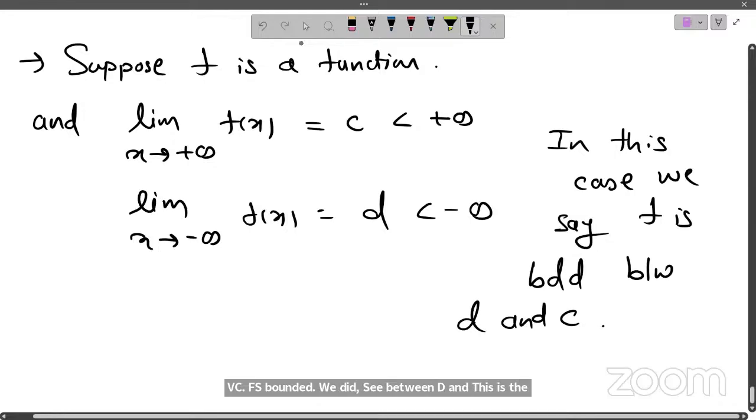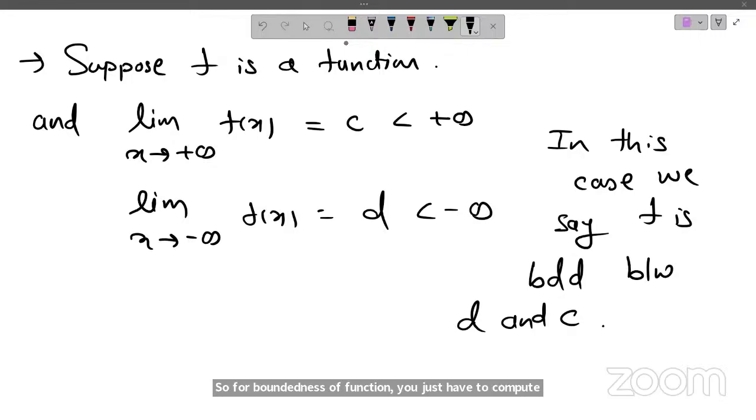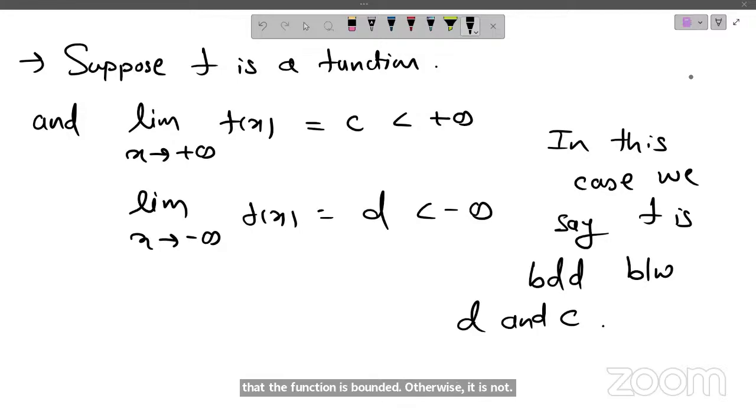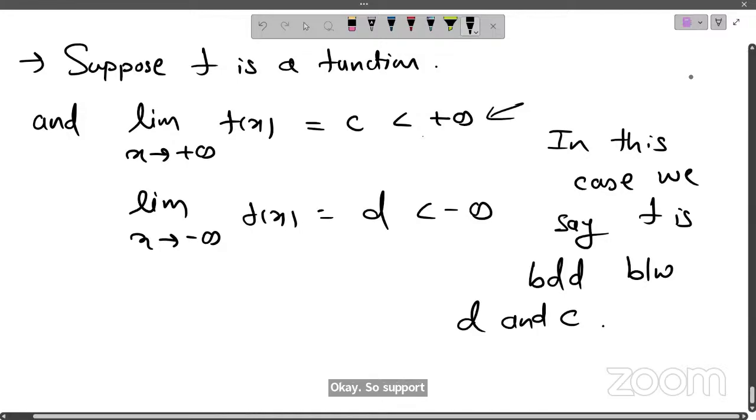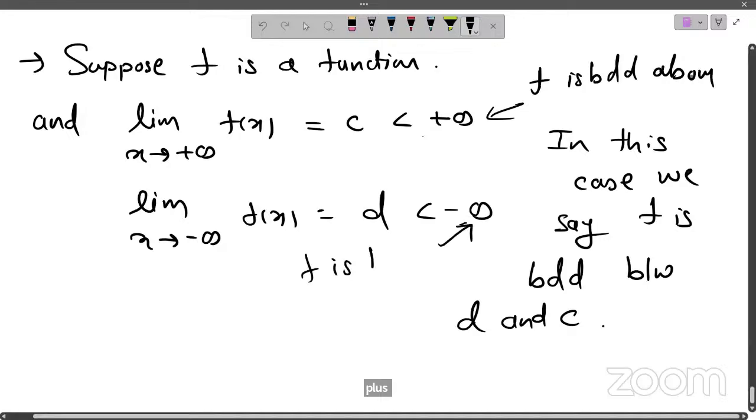It is related to limit, so it can be asked. For boundedness of a function, you just have to compute the limit of the function as x goes to plus infinity and what happens to the function as we go to minus infinity. If it comes to some constant number c or d, then you say that the function is bounded. Otherwise, it is not. If it is plus infinity, then we say that the function f is bounded above. And if minus infinity, we say that f is bounded below.